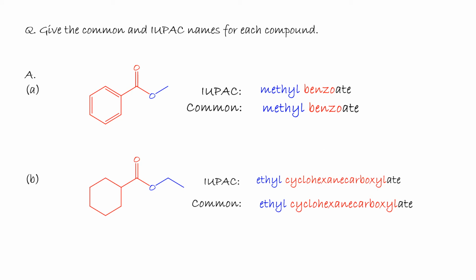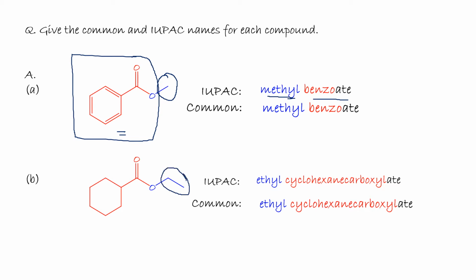Give the common and IUPAC name for each compound. This compound, as you can see, this is methyl, and here is benzoic acid. Take the IC out, so it will be methyl benzoate. Here we have ethyl, so it will be ethyl. What about this one? This is cyclohexane carboxylic acid, so it will be cyclohexane carboxylate. All right?